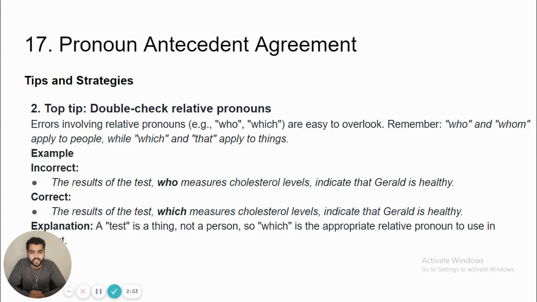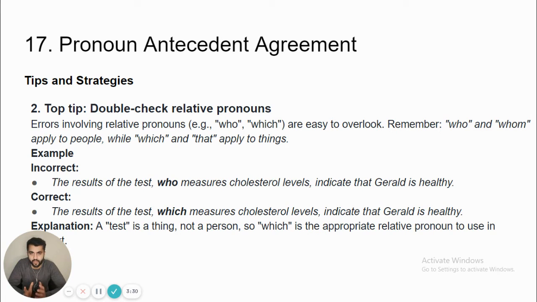Number 2, double check relative pronouns. Errors involving relative pronouns, for example, who, which, are easy to overlook. Remember, who and whom apply to people, while which and that apply to things. So, the results of the test, who measures cholesterol levels, indicate that Gerald is healthy. Right. So, here we have a non-essential clause that is basically acting as a modifier, right? So, who here is referring to the results, right?